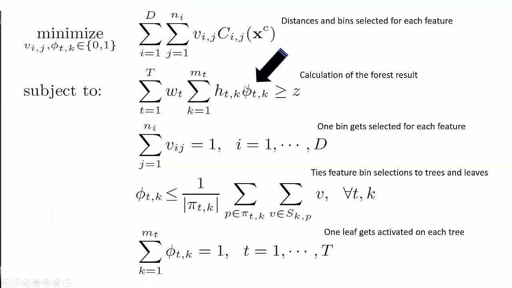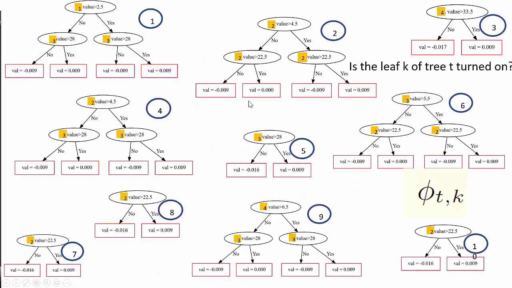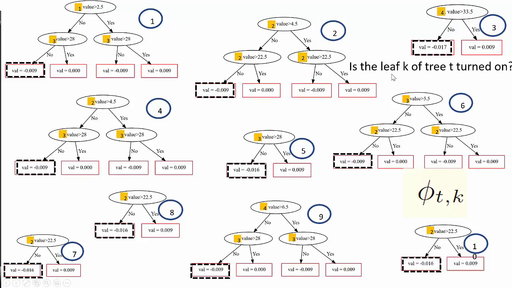Next up is the second equation, phi tk. Phi tk is the question in the forest of whether the kth leaf of tree number t is turned on. For instance, for the first tree, the first leaf is turned on. For the fourth tree, the first leaf is turned on. And it's been solved for all the trees and all the k leaves: 10 trees, 30 leaves if you count them all together.